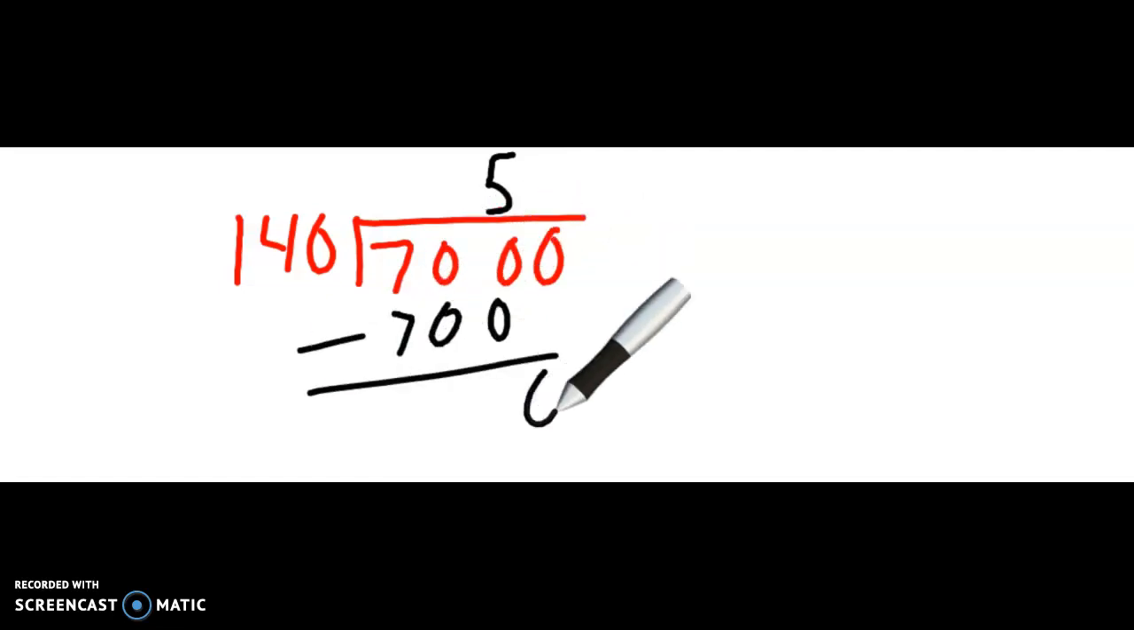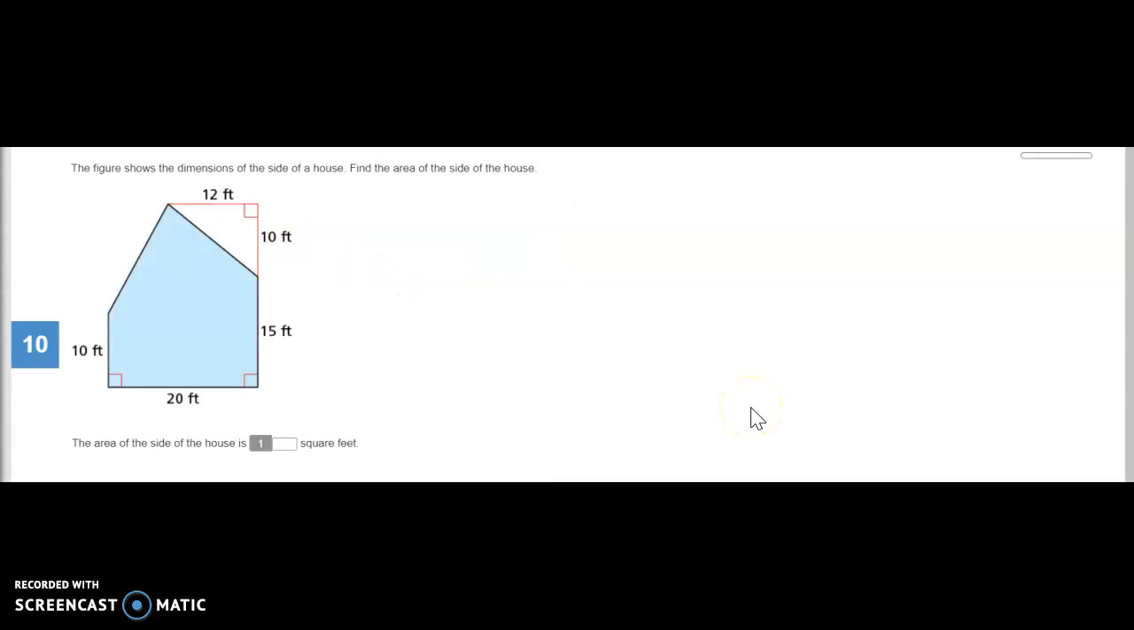And then we're just going to bring down our 0, and it's going to be 50 people per square foot. Okay, so we're back. We're on problem 10. And this is one of the reasons why we kind of pulled off a Big Ideas Math, because of problems like this.